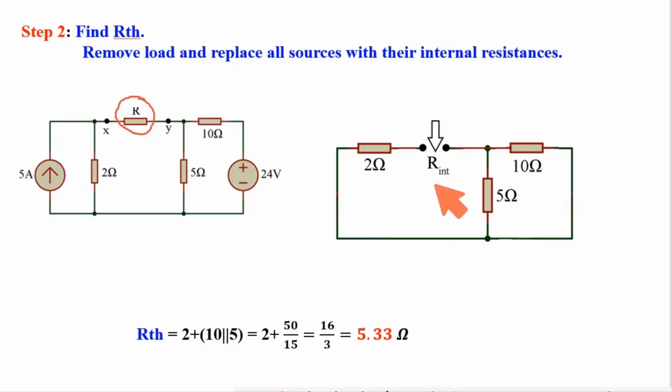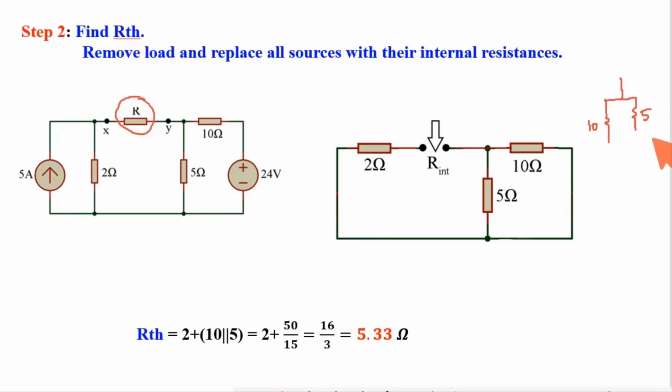To get the value of this RTH, here 10 and 5 are in parallel. Equivalent of this is in series with 2. If you cannot understand it, redraw it in a simple way. Start from here. This is starting from here. It is having two paths. One path is 10, another path is 5. This is 10, this is 5.